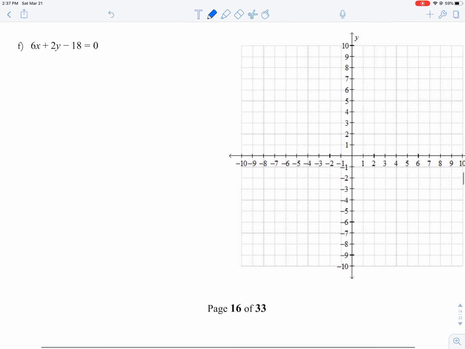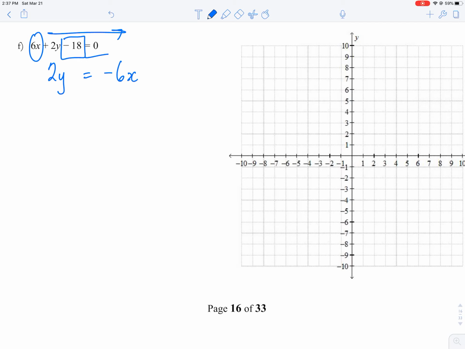For F, we've got to isolate y again. So I'm going to take the 6x, bring it to the other side. It turns into -6x. Minus 18 when it goes to the other side becomes positive 18. Divide every single term by 2. So y equals -3 over 1x plus 9.